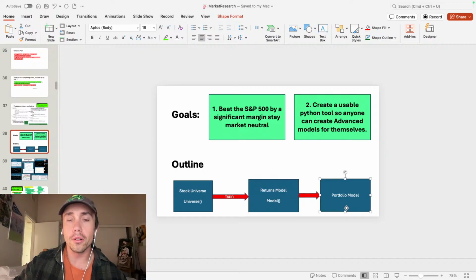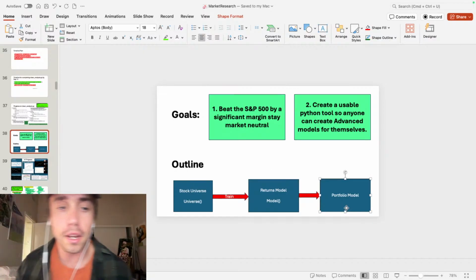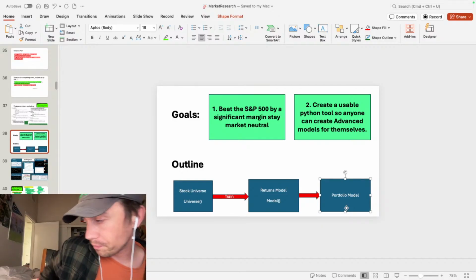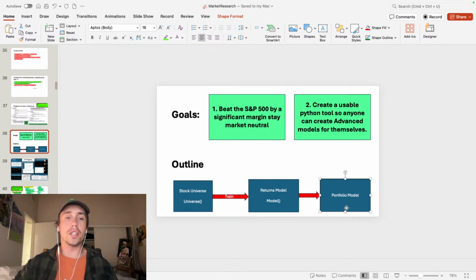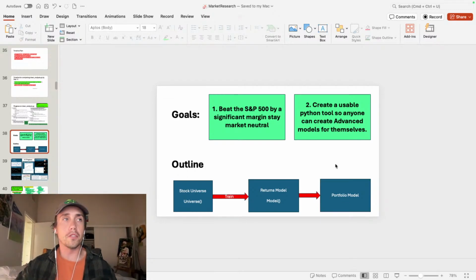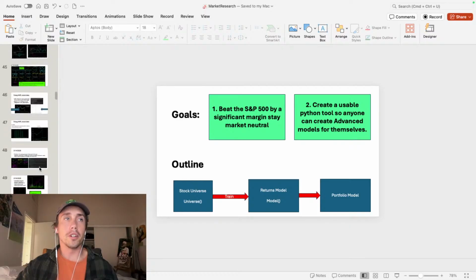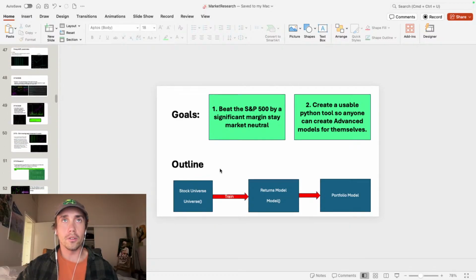Before I can go live, I need to get a good portfolio model to allocate money based on the output of the returns model. Once I have a good portfolio model that I'm comfortable with, I'm going to go live and paper trade for a month every day. If I do well over the month of paper trading, then I'm going to go live with real money with the model.